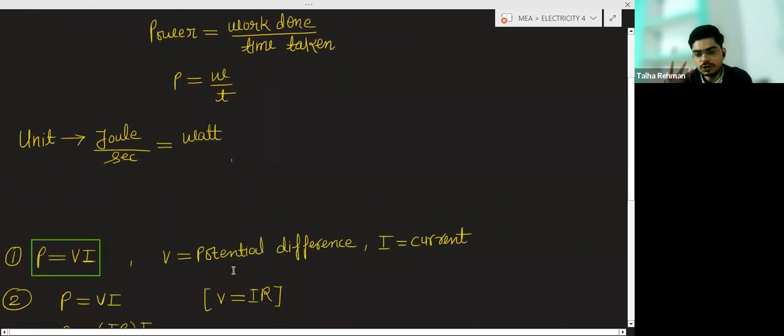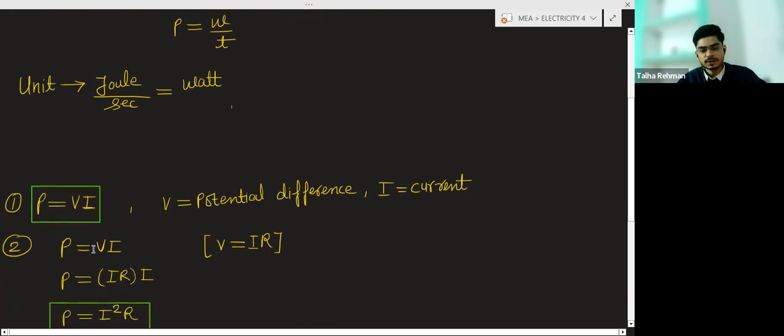There are three formulas to calculate power. One formula is power is equal to potential difference multiplied by the current. Another formula you can derive: you know that P is equal to VI, and you also know that V is equal to IR. Put the value of V is equal to IR, and I times I becomes I square, so P is equal to I square R. This is the second formula.